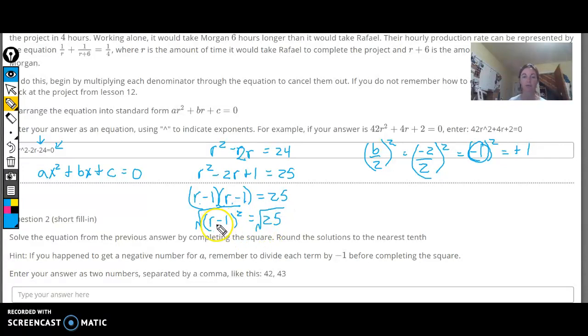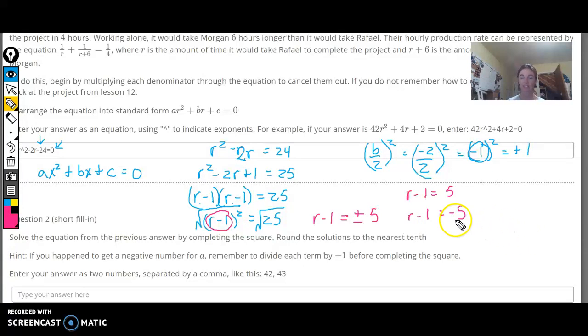When you take the square root of something squared, you end up with the base. So the square root of r minus 1 squared is simply r minus 1. The square root of 25, hopefully we all know, is plus or minus 5. This is where we're going to come up with two answers. So we now know that r minus 1 equals 5, or r minus 1 equals -5.